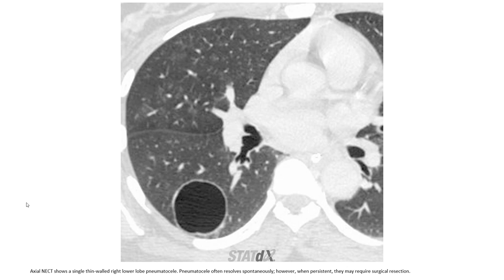Another one, axial lung CT shows a single thin-walled right lower lobe pneumatocele. Pneumatoceles often resolve spontaneously, however, when persistent, they may require surgical resection.